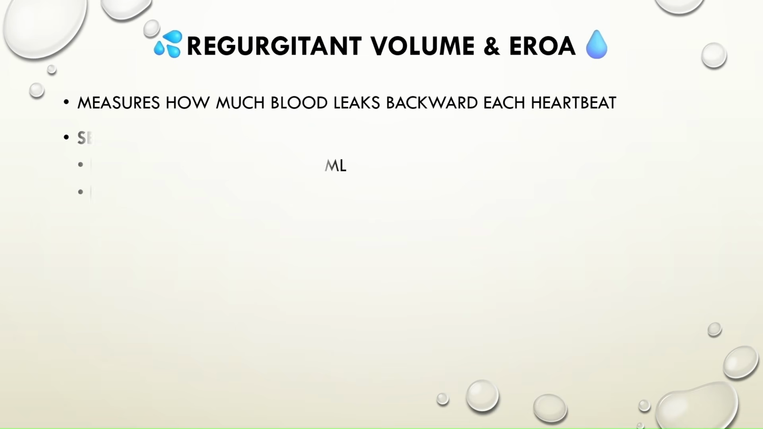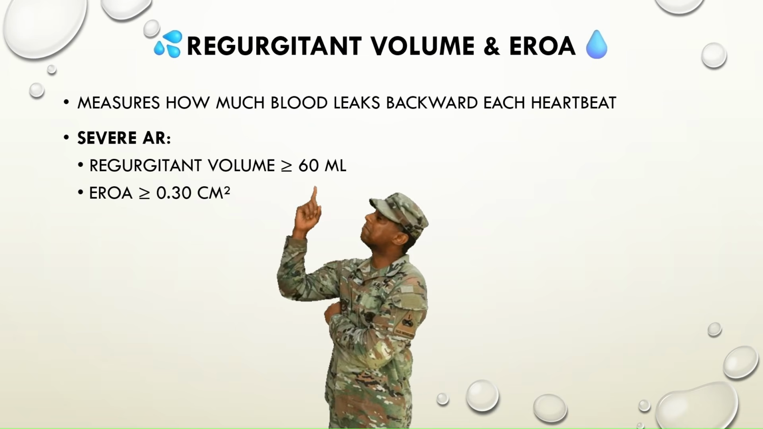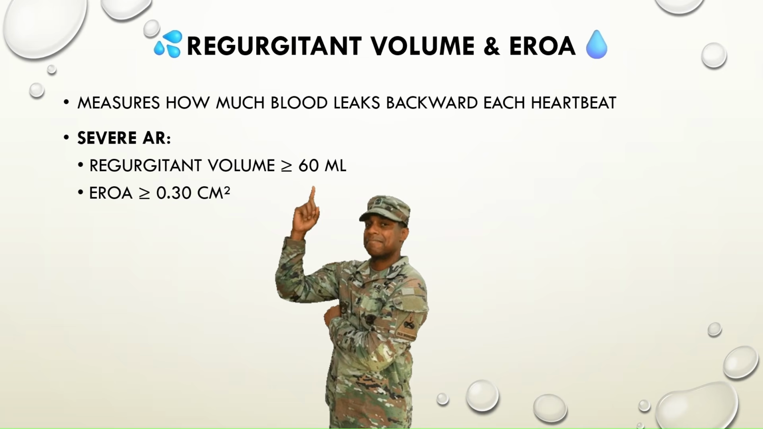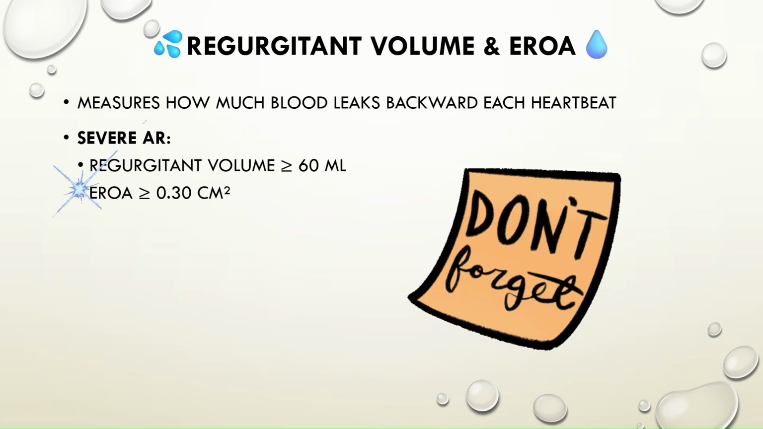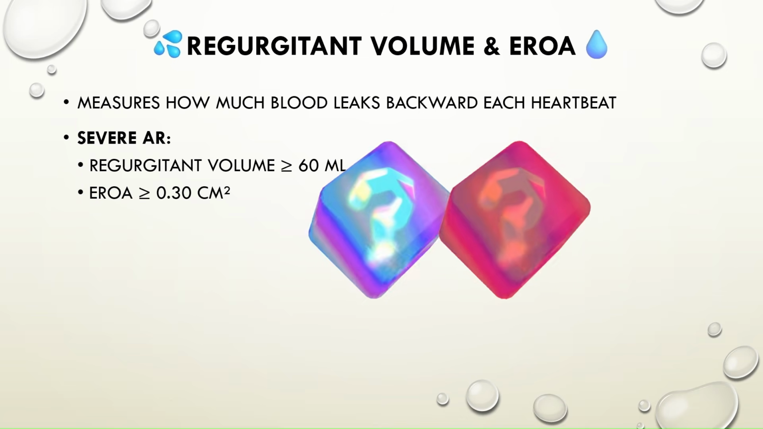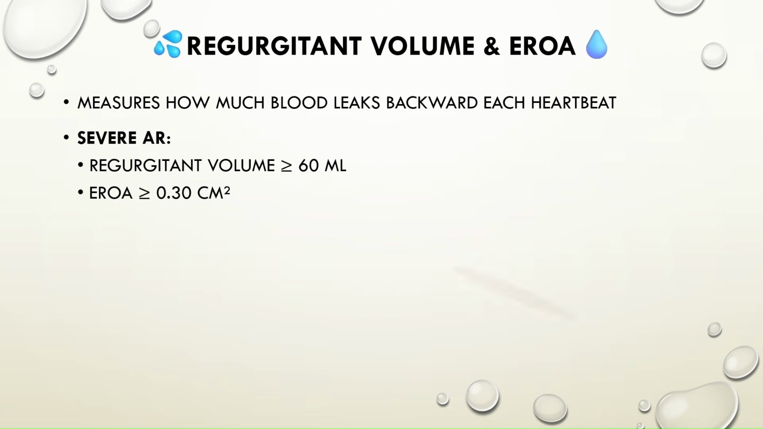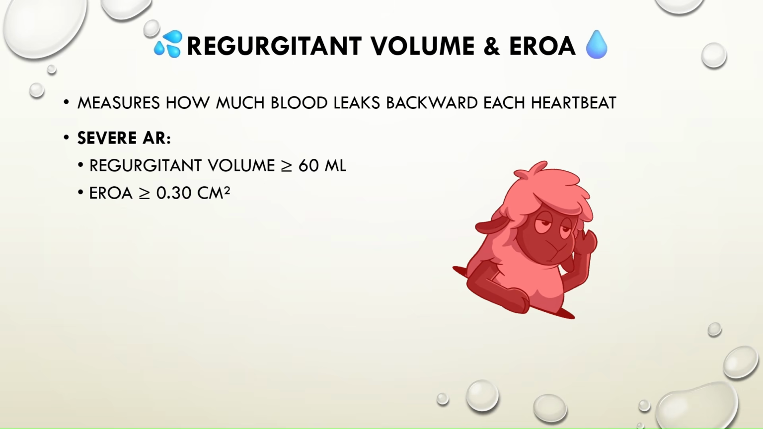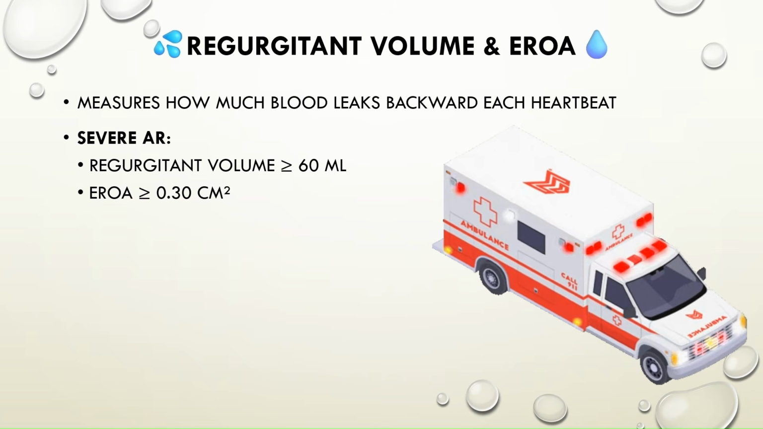Now let's talk about regurgitant volume and EROA. 60 milliliters or more means severe aortic regurgitation. I need you to remember that EROA and regurgitant volume answer two different questions. EROA tells you how big the leak is. Think of it as the size of the opening that the blood is leaking through during diastole. The bigger that opening, the more serious the valve problem.